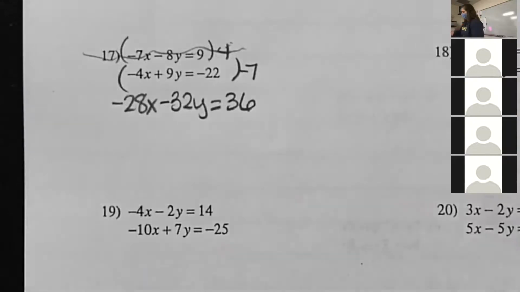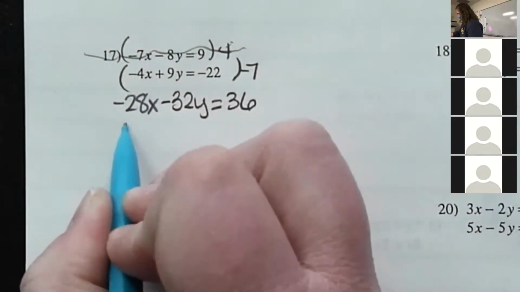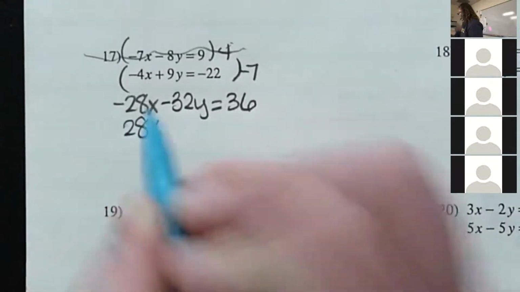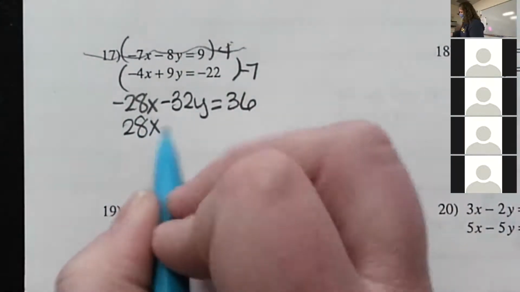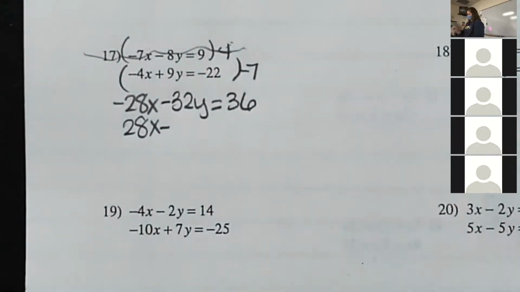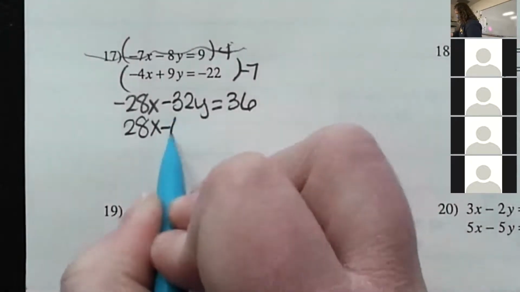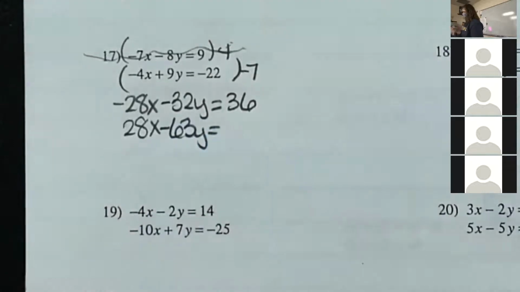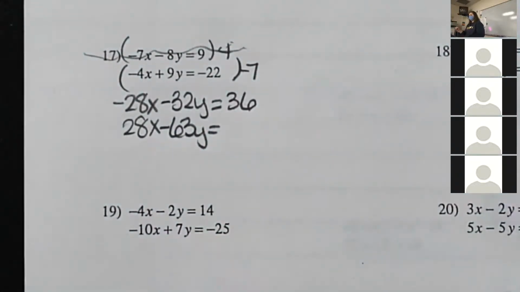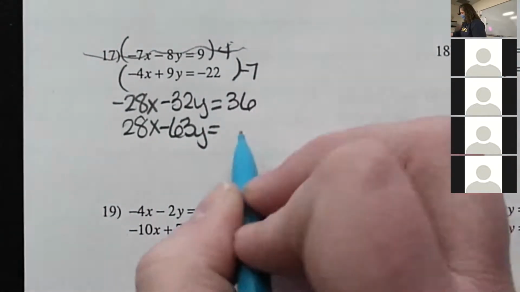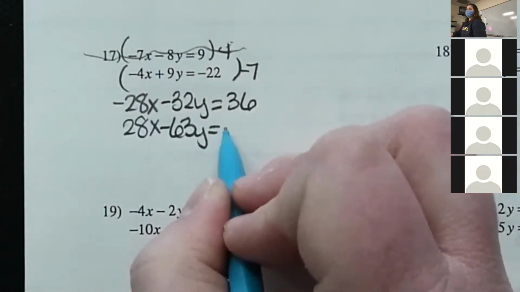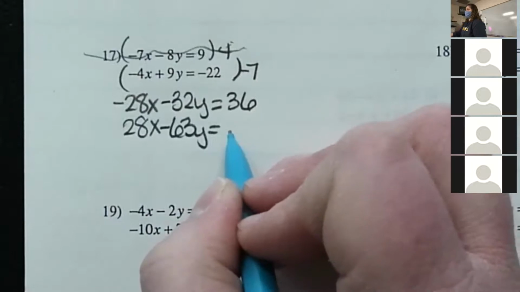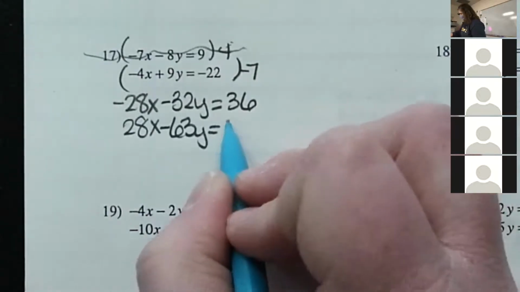-7 times that -4 gives me what? Positive 28. +28x, good, that's what we wanted. -7 times that 9y gives me a -63y, right? -22 times a -7 is what? Positive 77. Positive something. No, not 77. 154, good.